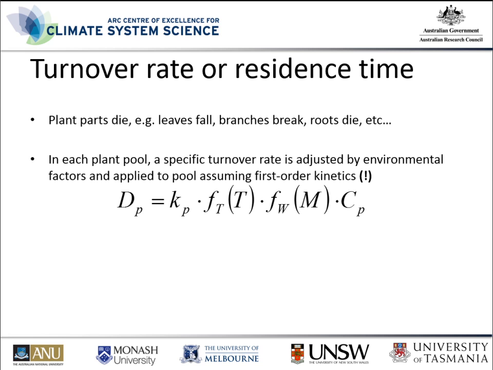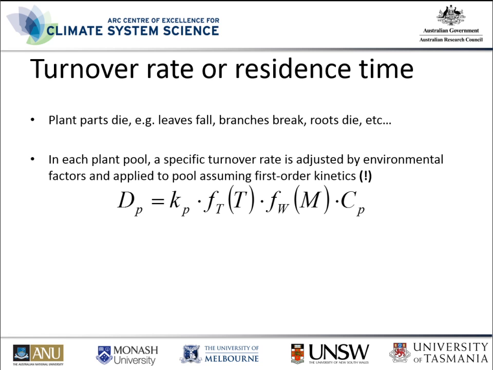So the way to simulate this is to say there's a turnover rate or residence time of carbon in each of these pools. And this is once again calculated assuming first order kinetics. So D for dying plant is one parameter, which is the residence time, so how much the carbon would stay, say, in my leaves if the temperature was optimal or equal to 10 degrees, for example, times a function of temperature, a function of water availability, times how much carbon I have.